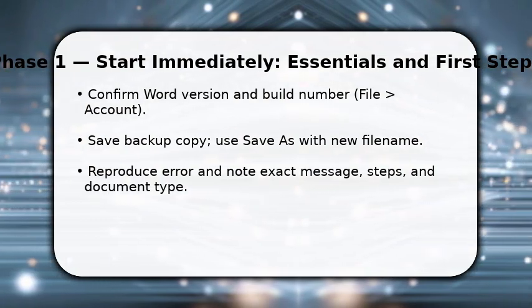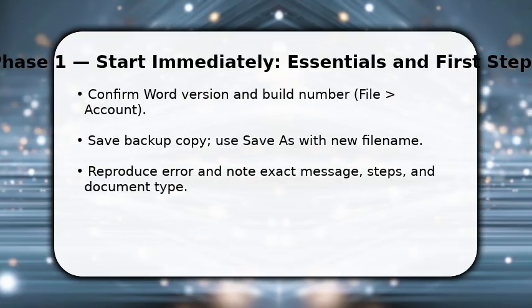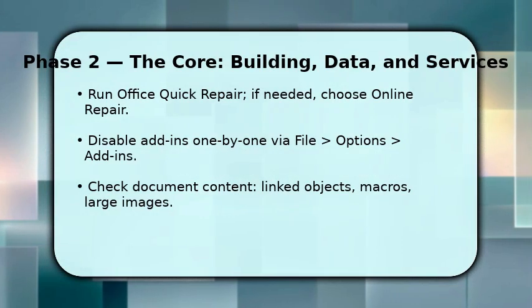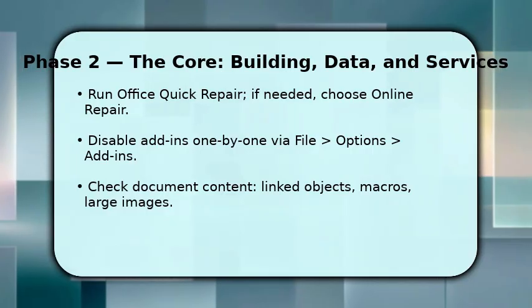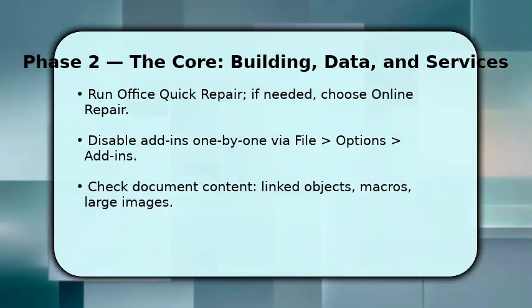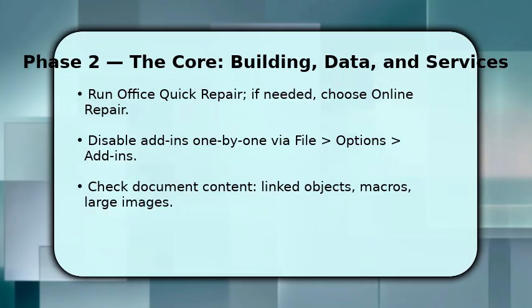Next, repair Word's core files. Open Programs apps, choose Office and run Quick Repair. If problems persist, run Online Repair for a deeper fix. Once repaired, disable all add-ins and re-enable them one at a time to find the culprit.